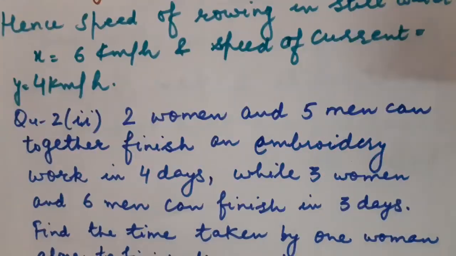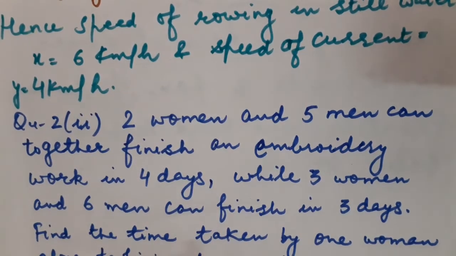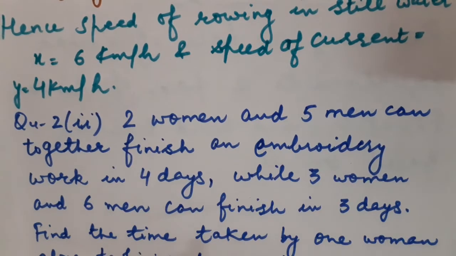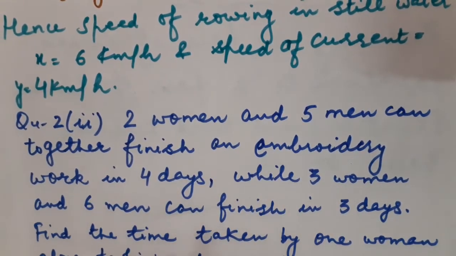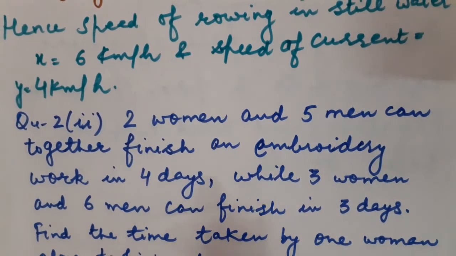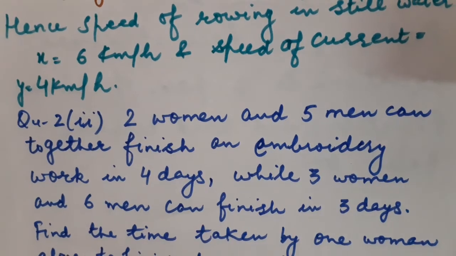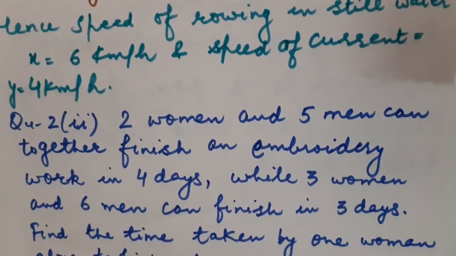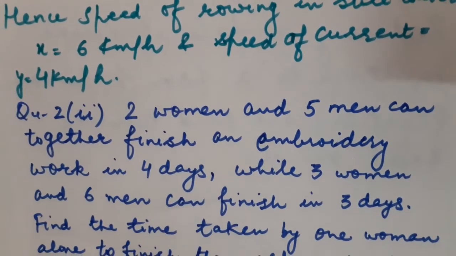Clear, children? Now, children, let us switch to the new concept that is based on time as well as work. In this concept also we are going to adopt the same method, that is reducing a pair of linear equations to another pair of linear equations. So please be alert, this is a very important type. I am going to read the statement.